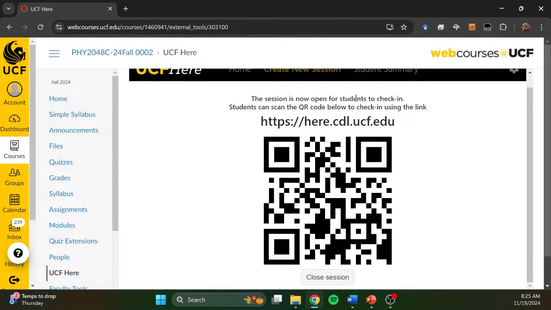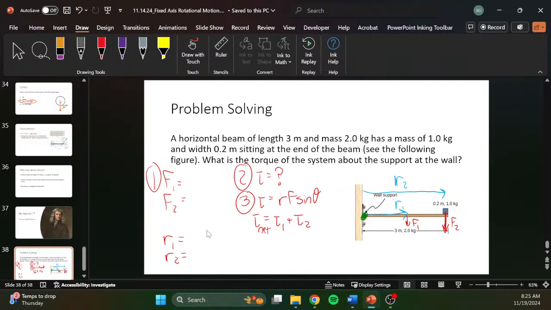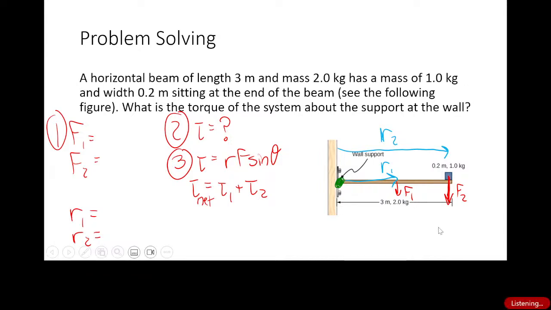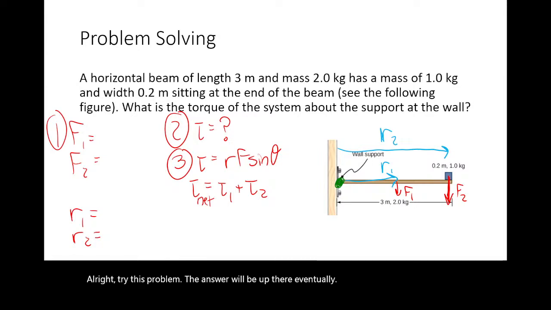All right. If you need Leo, he's here. Do I get lucky if I hit this button? All right, try out this problem. The answer will be up there eventually. If you think it's simple, great. Solve the problem and prove that it's simple. See, there you go. It's a confidence booster.